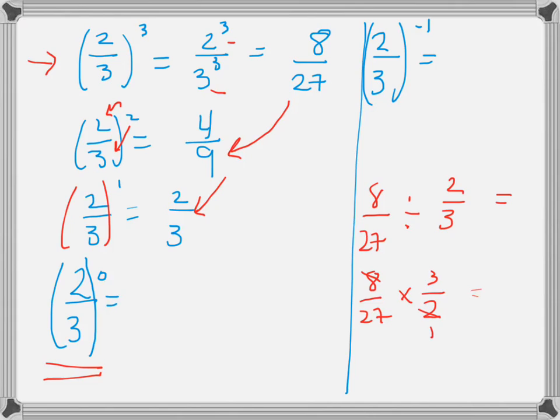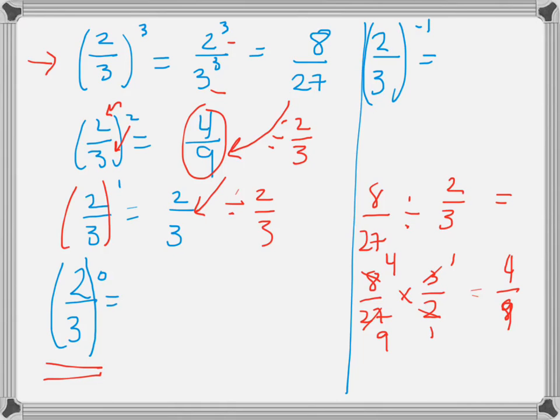I would cancel these out, so that would be 1 and 4 there, and actually I could cancel a factor of 3 out of here, so I'd have 1 over 9. I would get 4 over 9. So what I'm saying here is 8 over 27, if I divide that by 2/3, I would get 4 over 9. If I take 4 over 9 and I divide that by 2/3, I would get 2/3. And if I take 2/3 and I divide that by 2/3, I'm going to get the next power down. 2/3 divided by 2/3 is just 1.